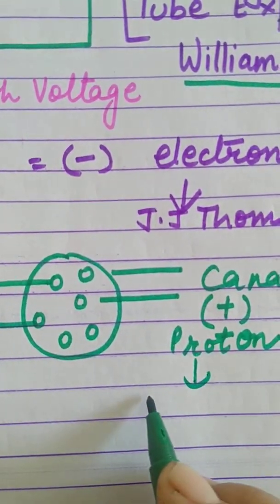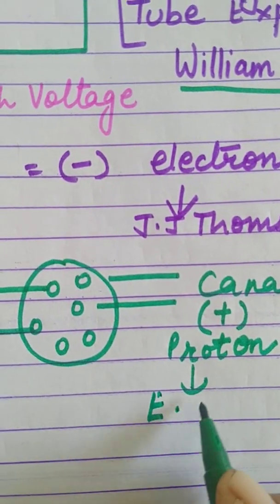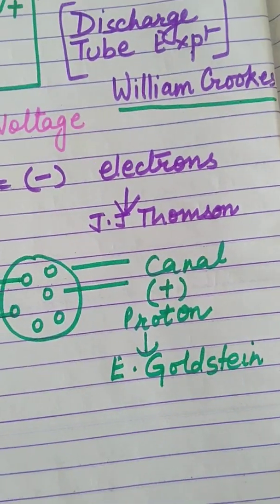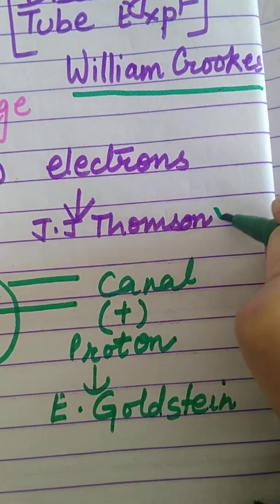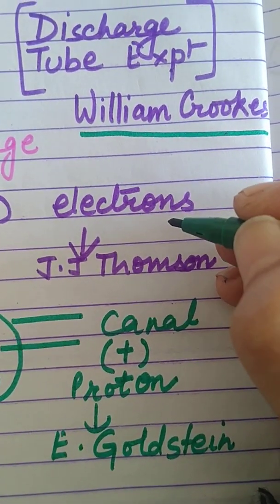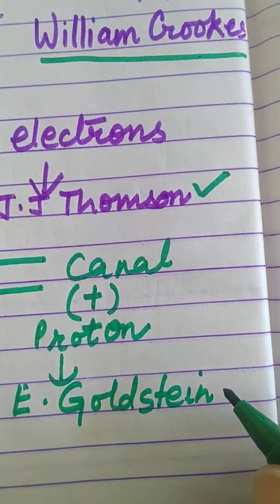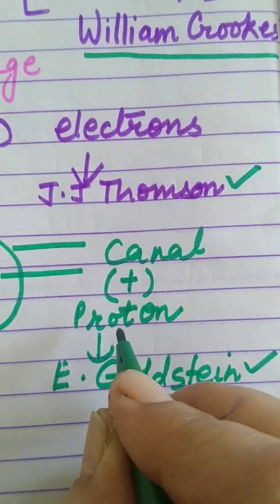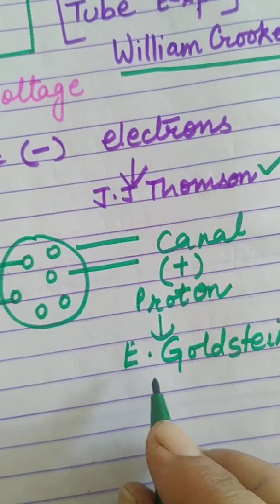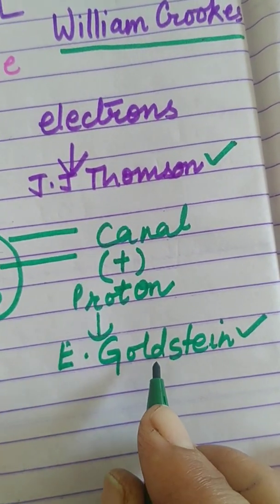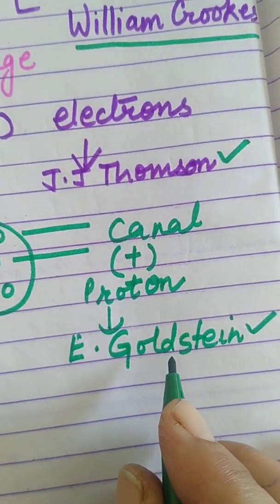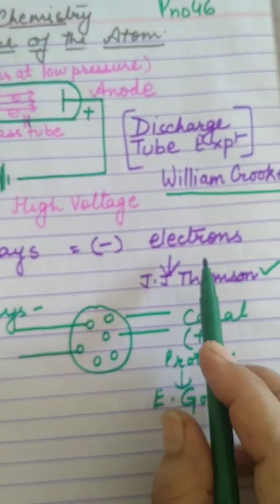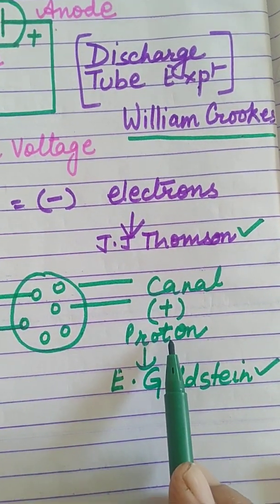And who discovered them? It was E. Goldstein. You have to learn for 1 mark. J.J. Thomson discovered, identified electrons. E. Goldstein identified protons as subatomic particles present in an atom. Right, students? So, 2 subatomic particles were discovered, electrons and protons.